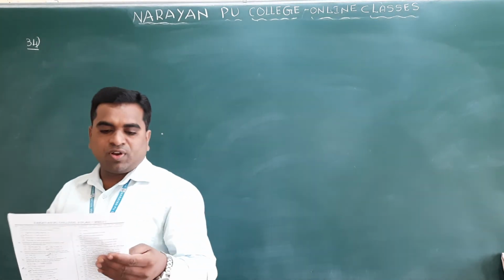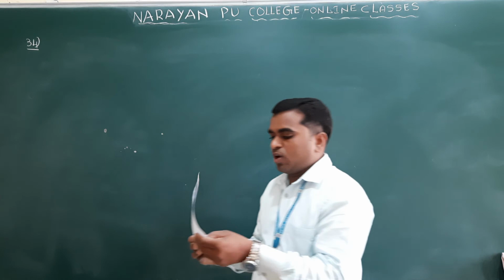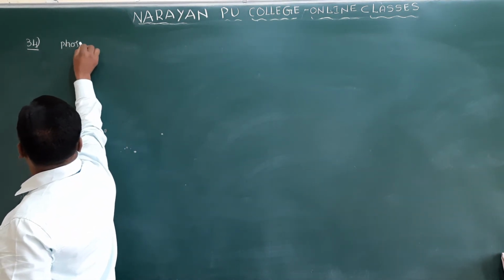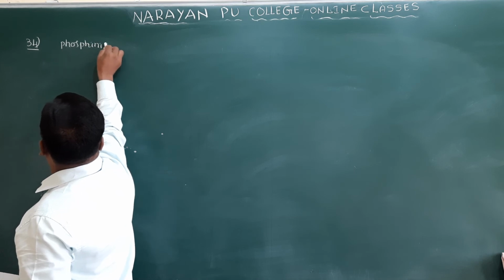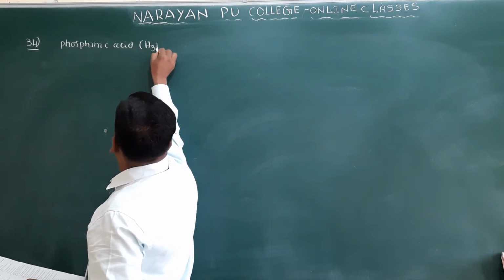Next one, 34. So phosphoric acid and phosphonic acid, I already mentioned in the class period. Clear?